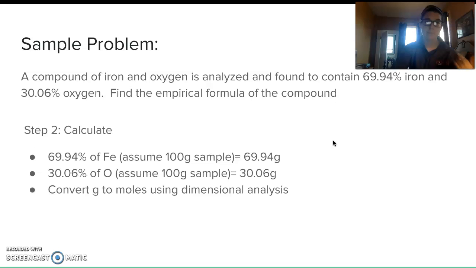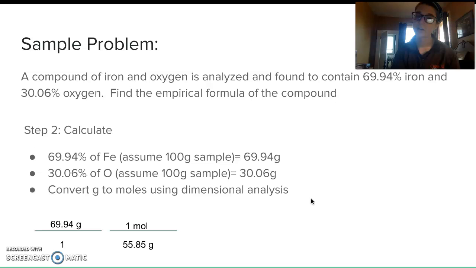Next, we're going to go from mass to mole, so convert grams to moles using dimensional analysis. For iron, we have 69.94 grams over 1. We're going to multiply that by 1 mole over the molar mass of iron, which is 55.85 grams, and we get 1.252 moles of iron. For oxygen, we have 30.06 grams over 1. We multiply that by 1 mole over 16 grams, which is the molar mass of oxygen, and we get 1.879 moles of oxygen.